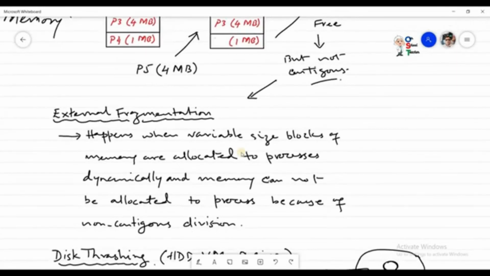So what is external fragmentation? It happens when variable size blocks of memory are allocated to processes dynamically, and the memory cannot be allocated to a process because of non-contiguous division.